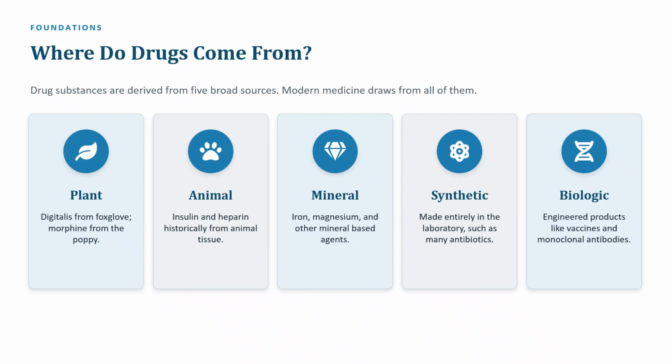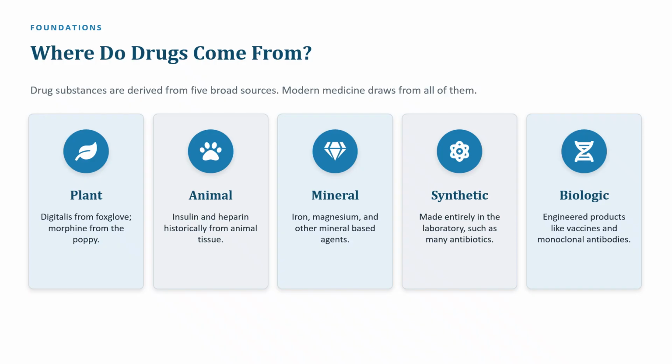The second is animal source. Insulin and heparin were originally obtained from animal tissue, though many are now made by other means. The third is mineral sources, which includes agents such as iron and magnesium that supply elements the body needs. The fourth is synthetic sources, meaning the drug is built entirely in a laboratory. Many antibiotics and a great deal of modern medicine fall here because synthesis gives precise control over purity and supply.